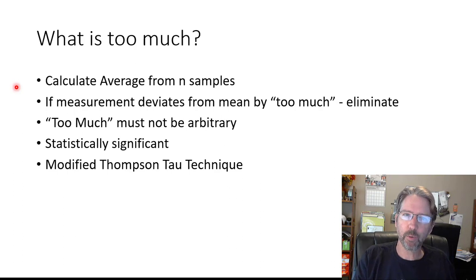So how do you know if you can throw some data point out? One way is to calculate the average, take n samples and average them, and then if the measurement is too far away from the average by some measurement, then we can eliminate it. So the question is, what is too much? How do we figure it out? It has to be statistically significant based on the measurements you've taken, and so we're using this technique called the modified Thompson Tau technique that's in chapter 6 of our book.